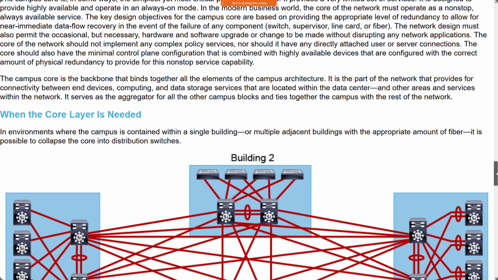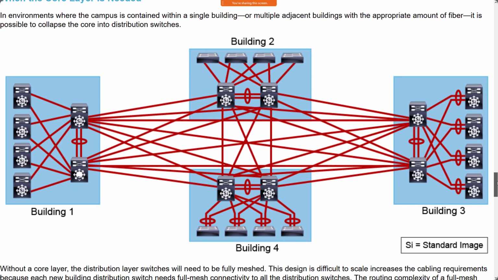When is the core layer needed? Oh, there's that diagram that I was referring to. This is a design with multiple buildings. This is a design where we don't have a core. We simply have a bunch of distribution switches, and for the purposes of optimized routing and distribution of packets across the enterprise, as well as redundancy, you can see that as we add an additional distribution layer switch, we're exponentially increasing the number of connections that are required for redundancy. And it looks relatively confusing, and those are all layer 3 links. It's a lot of subnets, a lot of routing.